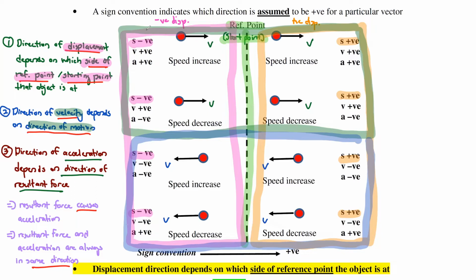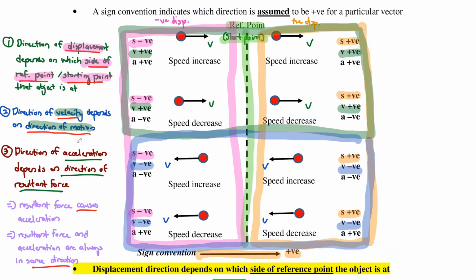Next, we'll compare the direction of velocity with our sign convention, which is established as rightwards positive. Velocity direction that is in the same direction as our sign convention will be positive. Velocity direction that is opposite to our sign convention will be negative. What really matters here is the direction of velocity compared with respect to our sign convention. It does not matter whether the object is speeding up or slowing down or which side of the reference point the object is at.